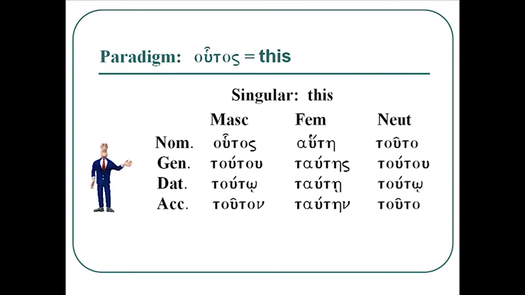Similarly, the neuter starts out with tuto, which is very similar to the definite article. It starts out with the tau, and then the tau goes all the way down using the hieron type endings, u, o, and then back to the accusative and the nominative are exactly the same in the neuter. So this is houtos for the masculine, haute for the feminine, and tuto for the neuter. And then all the genitive, dative, accusative forms take the tau on the front with the 2-1-2 endings on the back.